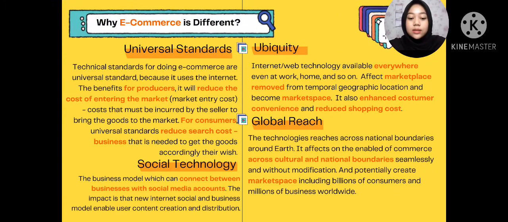The next one is I'm going to explain about why e-commerce is different. The first one is ubiquity. It means internet or web technology available everywhere, even at work, home, and so on. It affects the marketplace, which is removed from temporal geographic location and becomes market space. It also enhances customer convenience and reduces shopping costs.